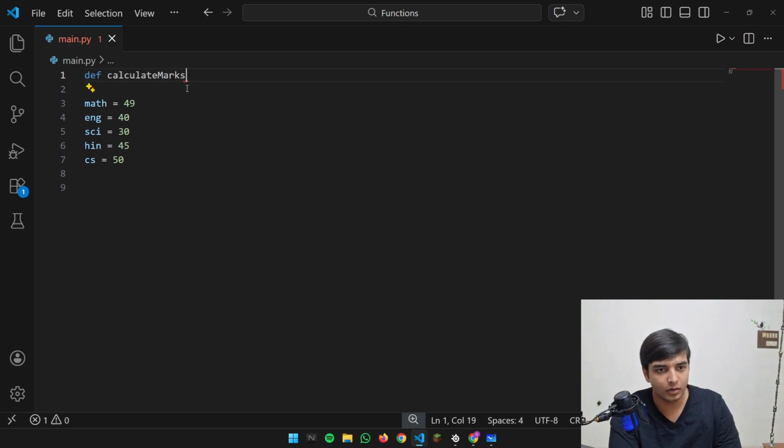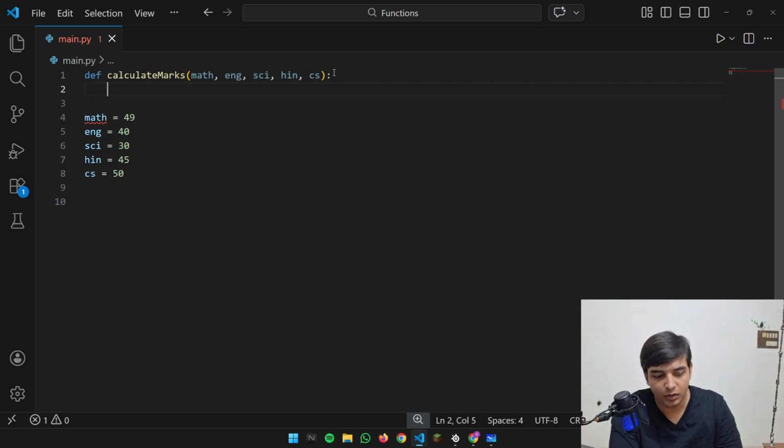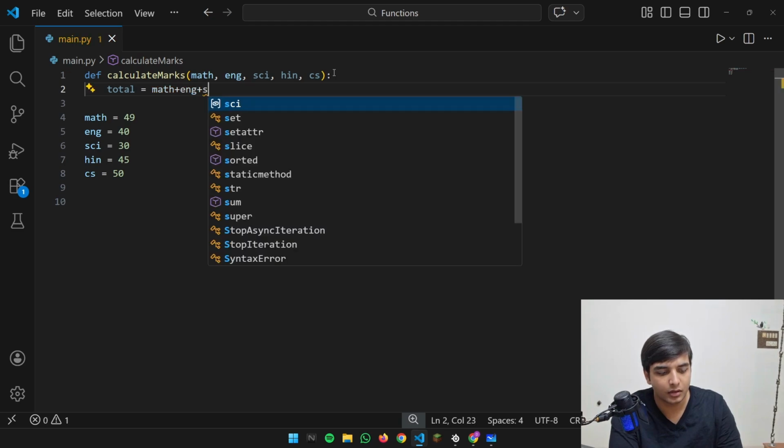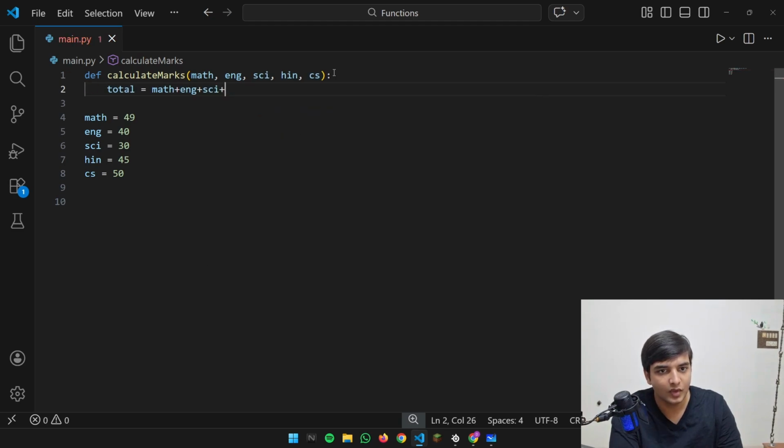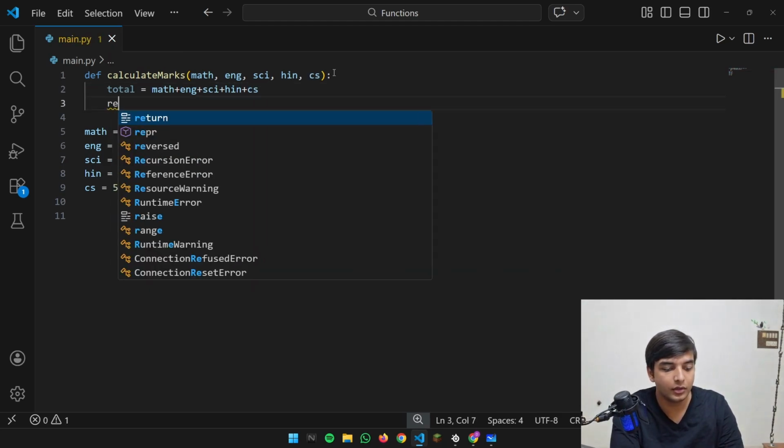Calculate marks, let's call it. We'll write math, English, science, Hindi, call it Hind, and CS. The parameter names can be anything, but we are just taking it this way. Let's take out total equals math plus English plus science plus Hindi plus CS, and we'll return this out.